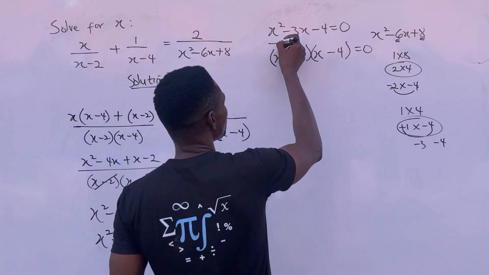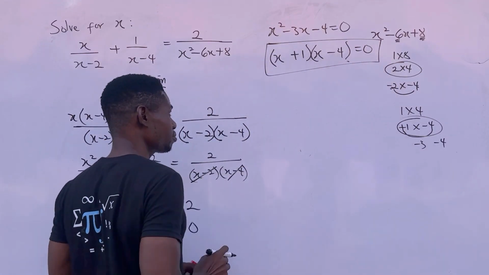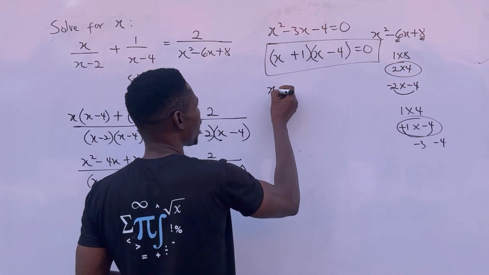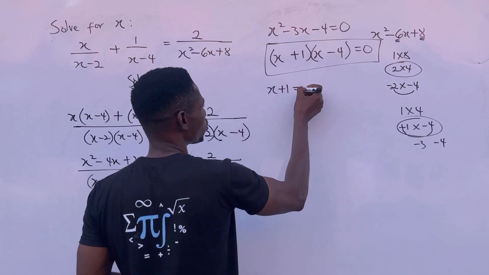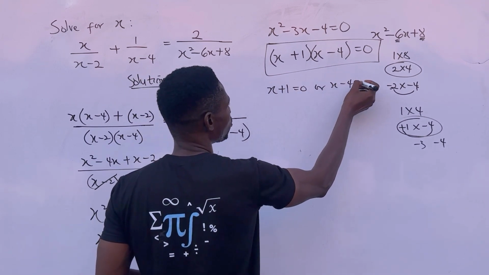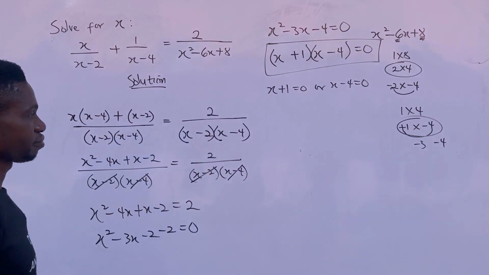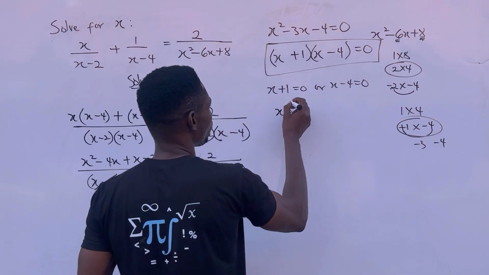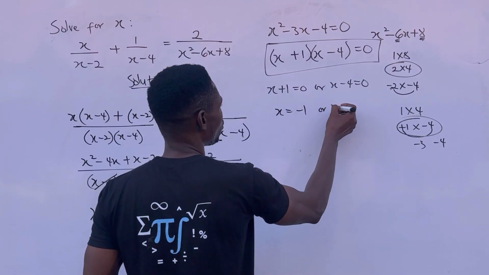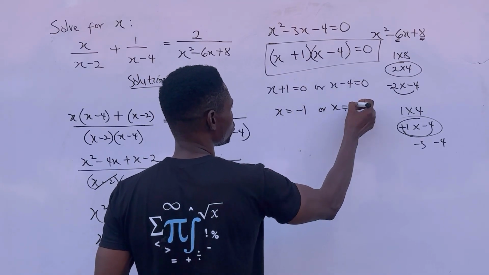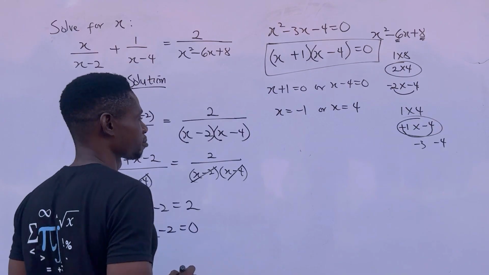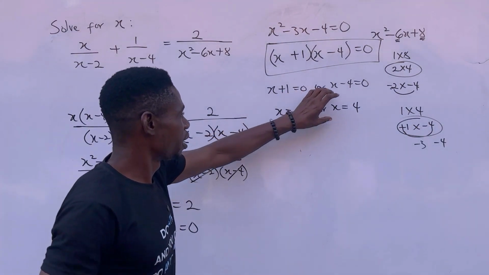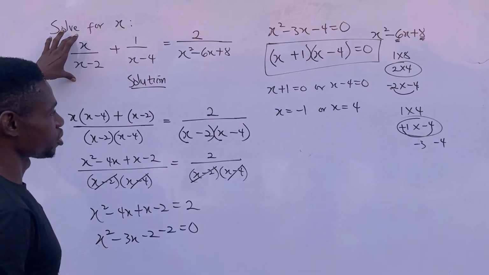Now remember, when you have a product equal to 0, it's either the first is equal to 0 or the second. So it's either x plus 1 equals 0 or x minus 4 equal to 0. Now in this case, x equals negative 1 or x equals positive 4. Okay, so bringing our values down to our original equation.